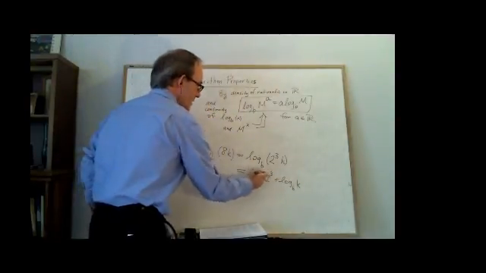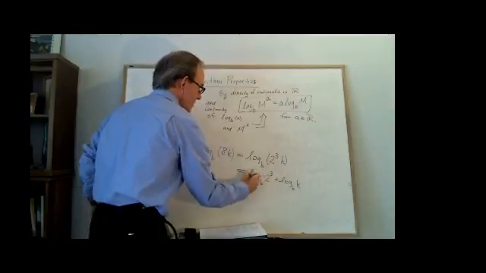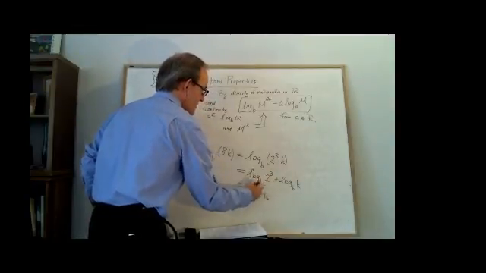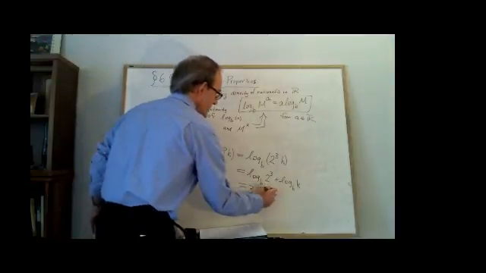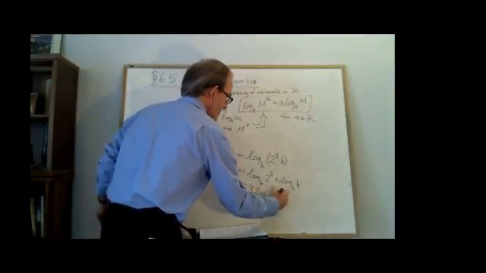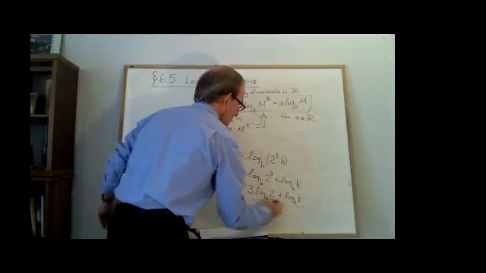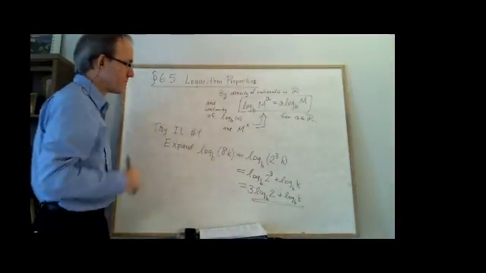Okay, and then I use the power rule here. So the 3 comes outside. The logarithm of a power is the power times the logarithm of the base. Okay, so that's the expanded version.